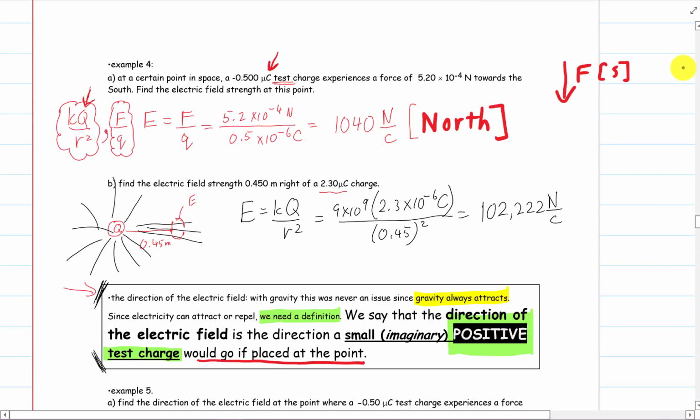And the last one. Find the direction to the right of this charge. If we had put a positive charge there, which way would the E field be? Well, this is a positive test charge. So if this is positive and we put a positive there, it would go to the right.